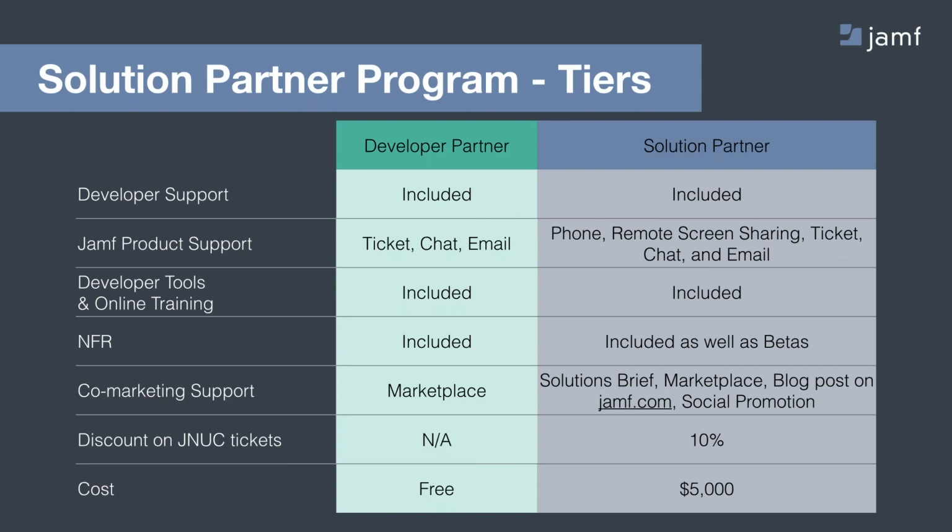So to start, the Developer Partner Tier comes with developer support. This means our developer relations team can spend time with you, figuring out how to architect your integration. They're really fantastic with advice on API endpoints and suggesting the right way to build something. And outside of developer support, you also get access to Jamf product support via ticket, chat, or email. So if you have questions about enrollment or configuration or other questions that a Jamf administrator might typically have, you can get quick access to our award-winning support team.